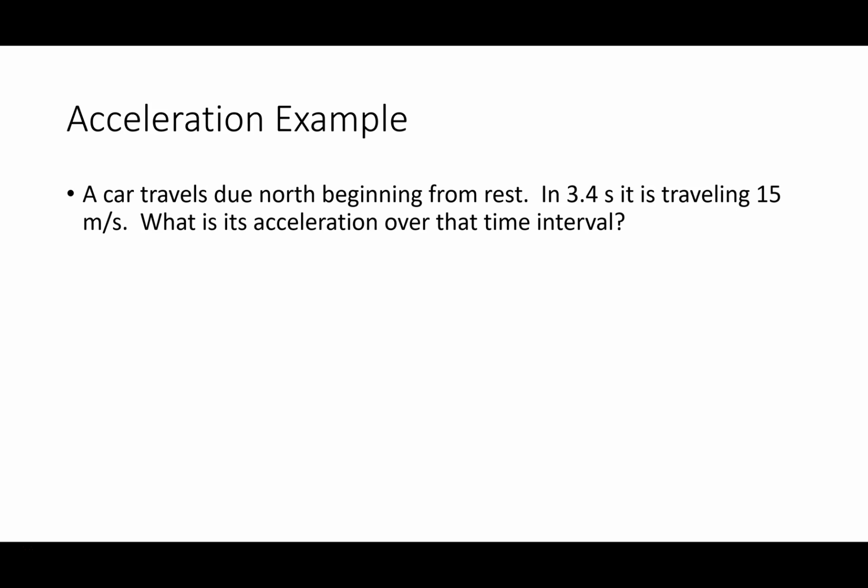One of the things I told you for working science problems that works really well is to draw a picture. So, car travels due north, so I'm going to be going due north, beginning from rest. So, this is my car, and it's going to go due north. Beginning from rest. So, over here, at the bottom, I'm going to put V sub 0, or V sub I, excuse me, initial, is equal to 0, and units are going to be meters per second.